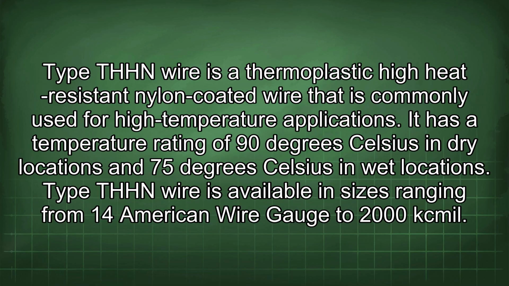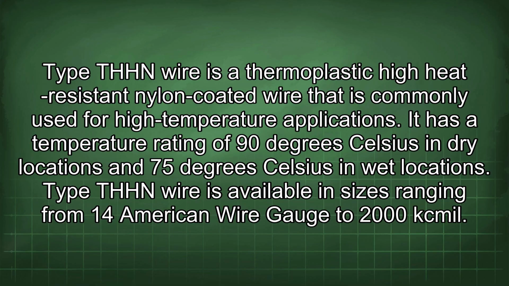Type THHN wire is a thermoplastic high heat resistant nylon coated wire that is commonly used for high temperature applications. It has a temperature rating of 90 degrees Celsius in dry locations and 75 degrees Celsius in wet locations.